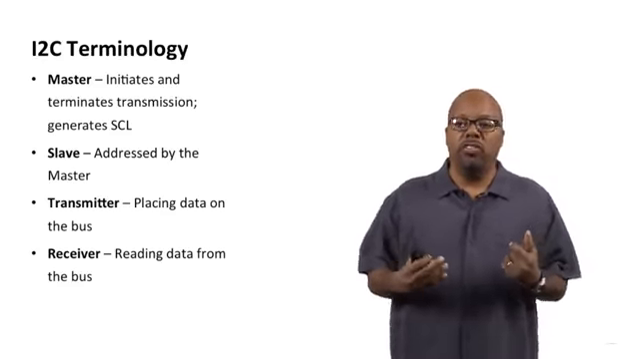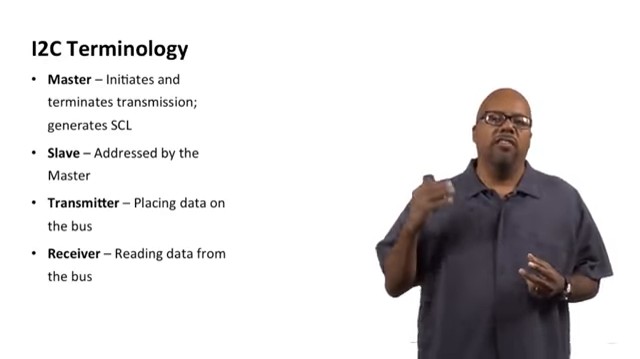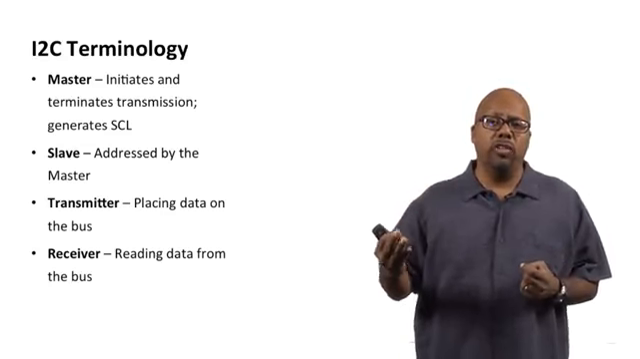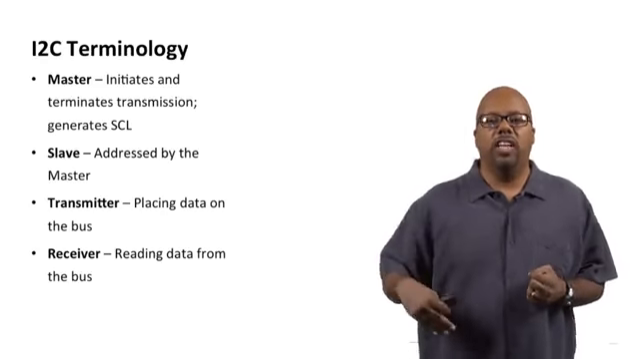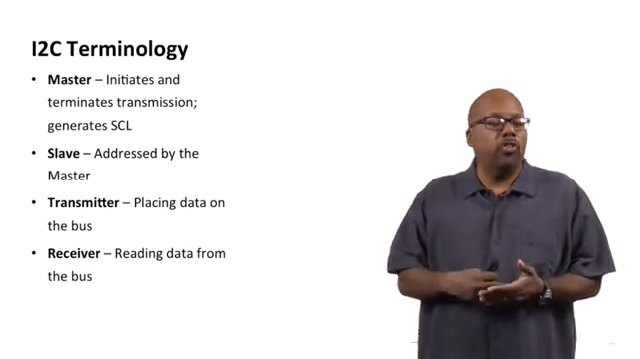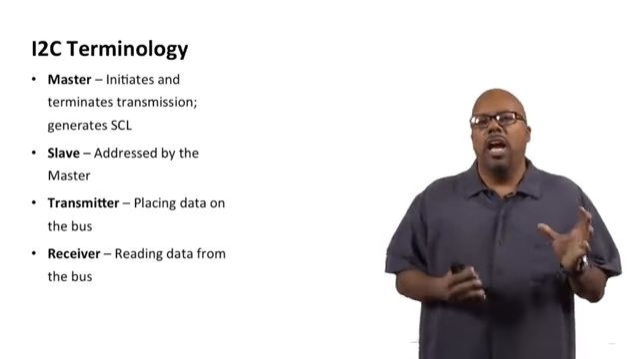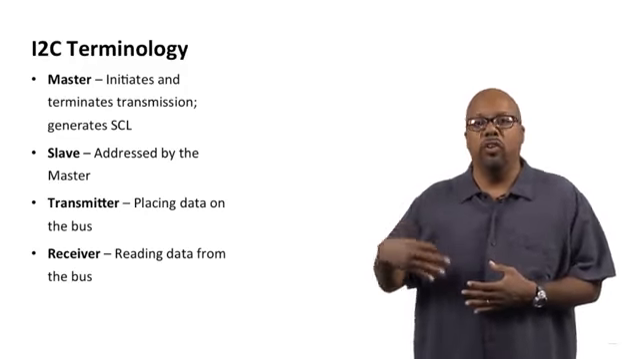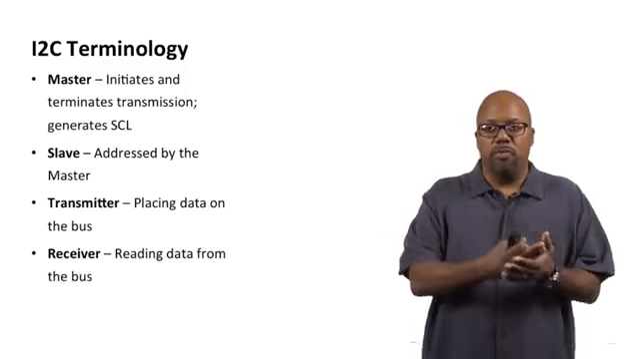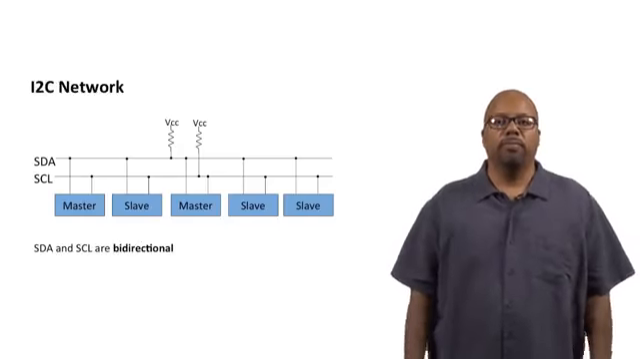But the master can be the receiver. The master can start a transmission and say, okay, slave, this is a read transmission. So it effectively orders the slave to give it information. So the master can also be the receiver. And the slave can be the transmitter or receiver also. So every node is either a master or slave and can also be either a receiver or a transmitter. And they can be mixed and matched. So master can be transmitter or receiver. Slave can also be transmitter or receiver.